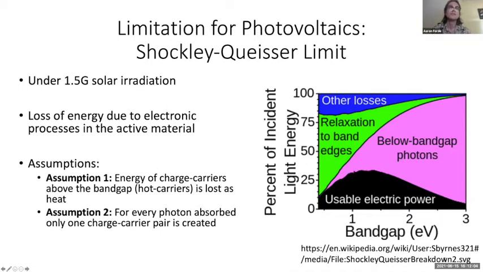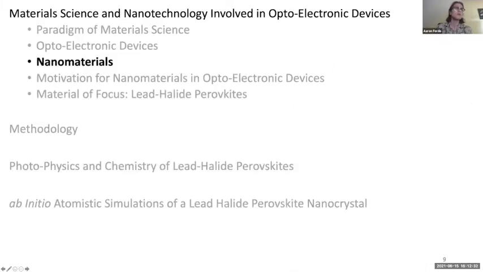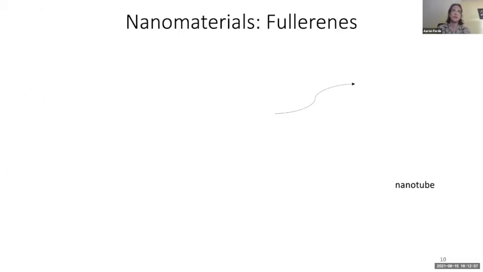So these are the general two assumptions. Energy of charge carriers is lost, so the green region, and there's also another assumption: for every photon absorbed, you only get one charge carrier. And so the reason that people look at nanotechnology is that they can potentially overcome these assumptions to increase this black region of usable electric energy. So before describing nanotechnology, I'll just give a brief idea of what nanomaterials are.